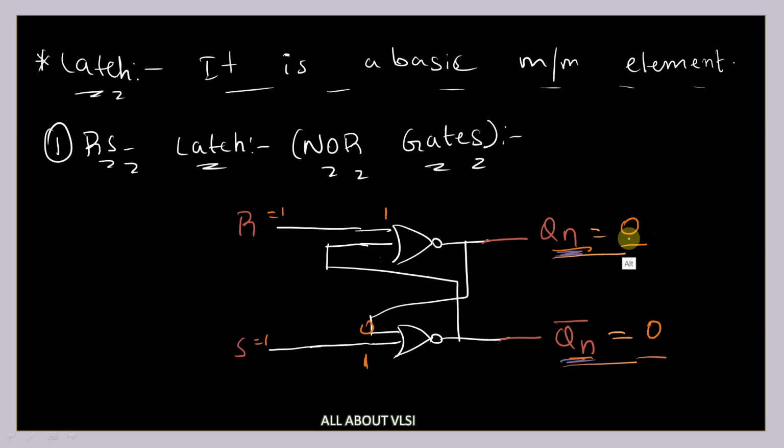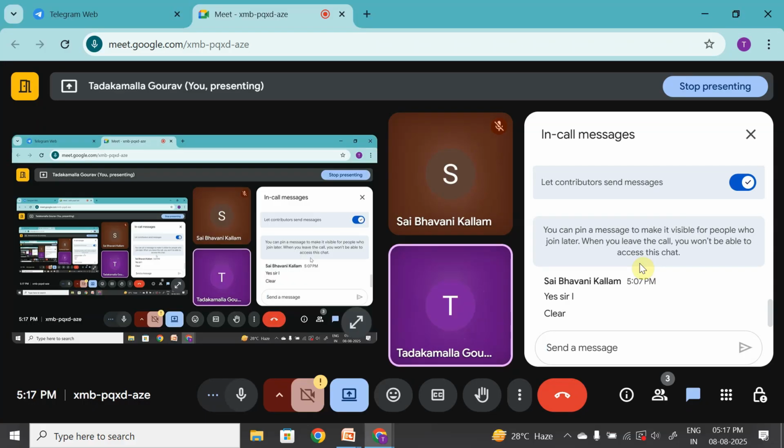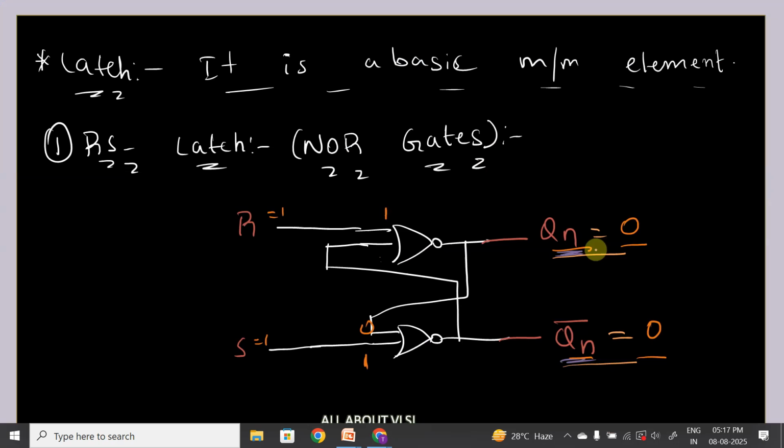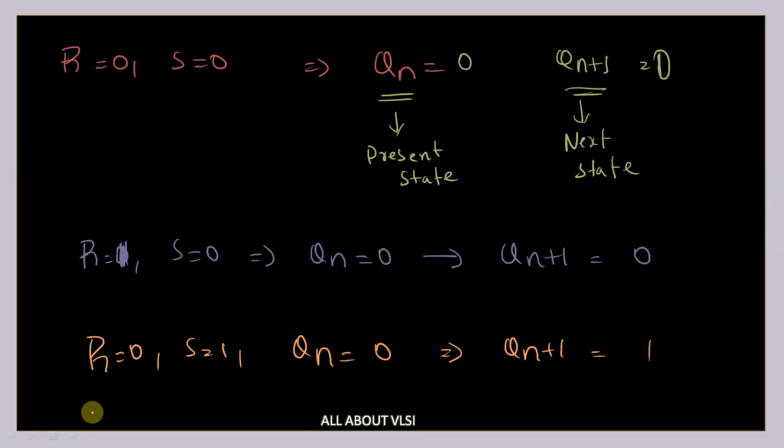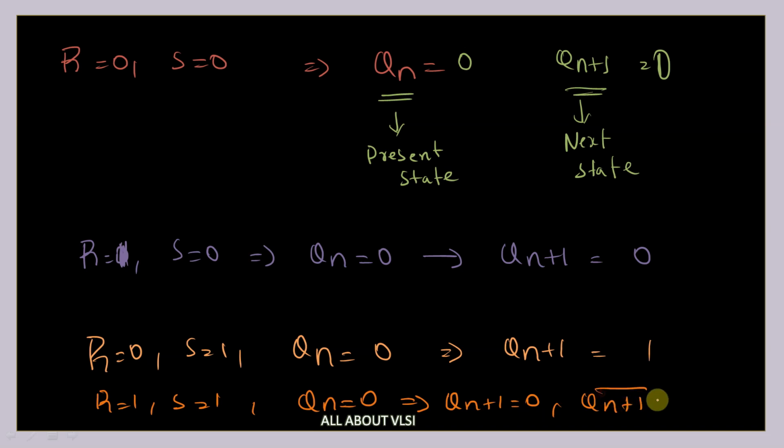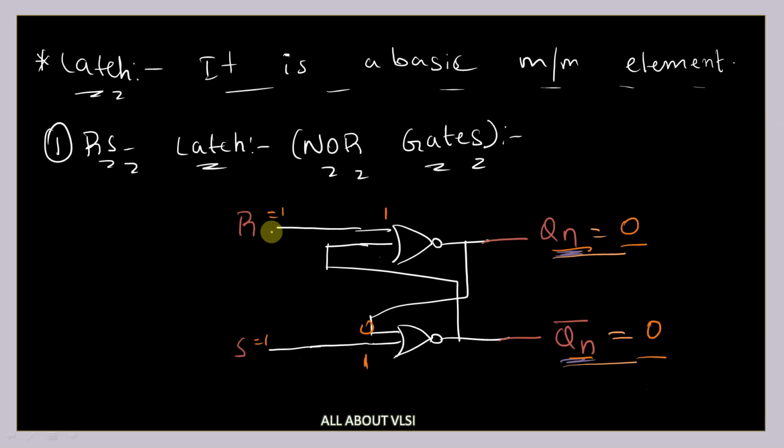So Qn is 0 and its complement is also 0. Is this valid or invalid? Any number's complement is not the same number, so obviously it's invalid. So R is equal to 1 and S is equal to 1. If your Qn is equal to 0, then Qn plus 1 is 0 and Qn plus 1 bar is also equal to 0, which is invalid. So this is how your RS latch is basically working.